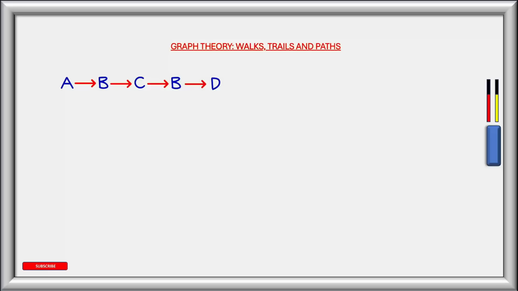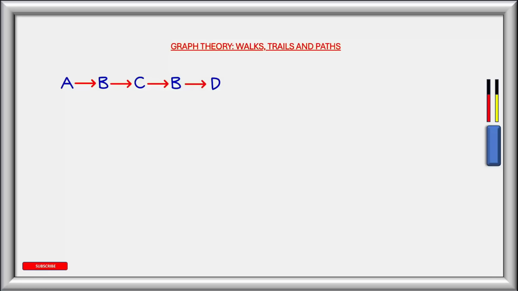So for challenge 1, let's look at this sequence. We have 4 vertices, A, B, C, and D. And we go from A to B, B to C, C to B, and B back to D. So there are 2 questions here. First one is, why can this never be a path? And the second one is, under what specific condition could this be considered a trail? If you want to play along, pause the video now. So is this a path?